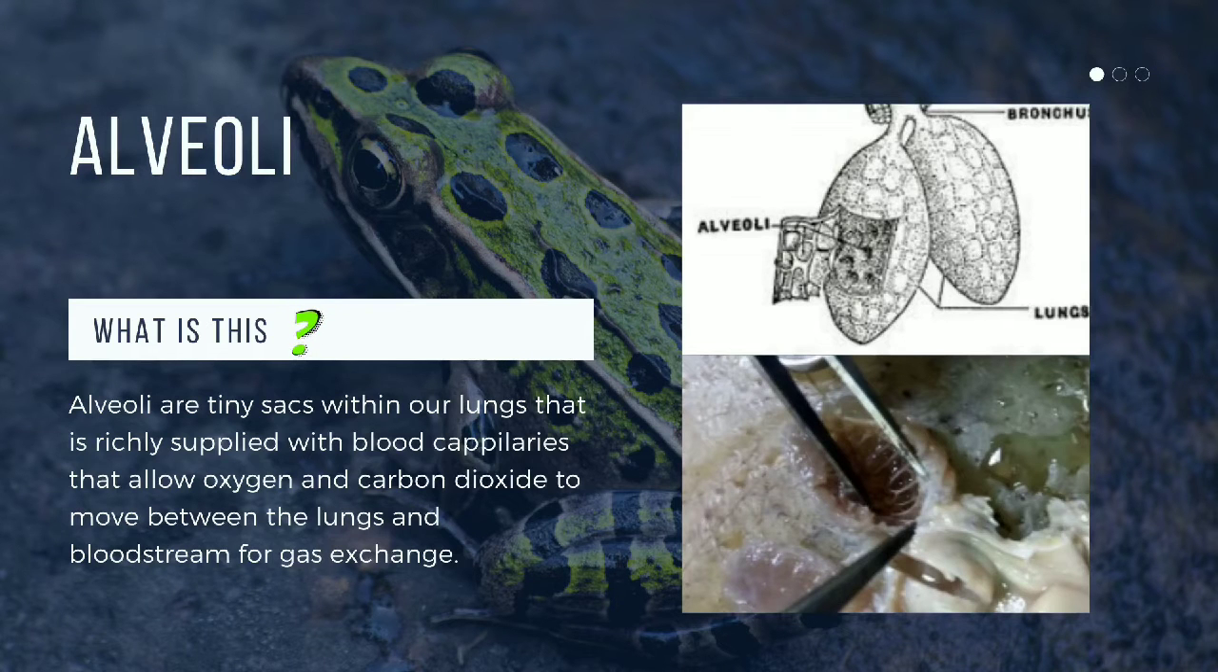Alveoli. Alveoli are tiny sacs within our lungs that are richly supplied with blood capillaries, which allow oxygen and carbon dioxide to move between the lungs and bloodstream for gas exchange.